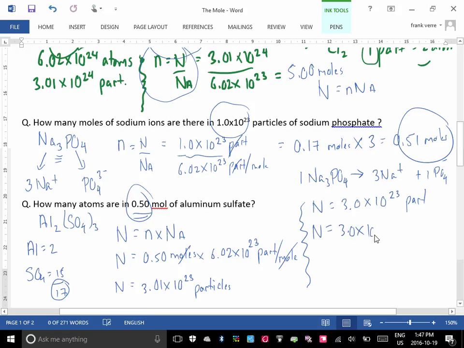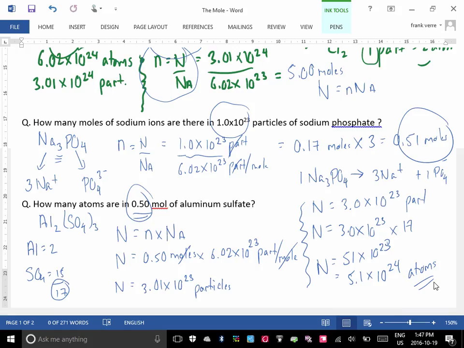the number of particles times 17. So how many atoms would that represent? What is it? Yeah, you could say 50. You could say 51 times 10 to the 23, or you could say 5.1 times 10 to the 24 atoms. That's fine.